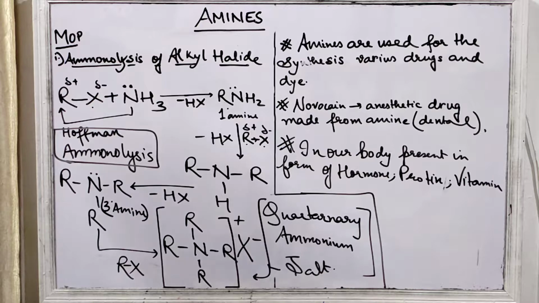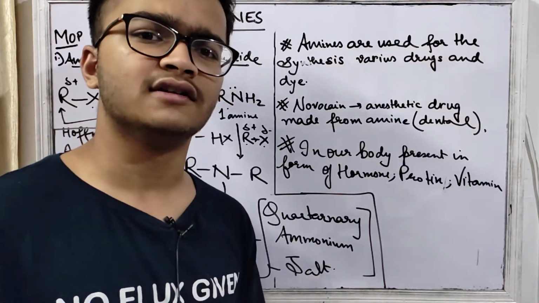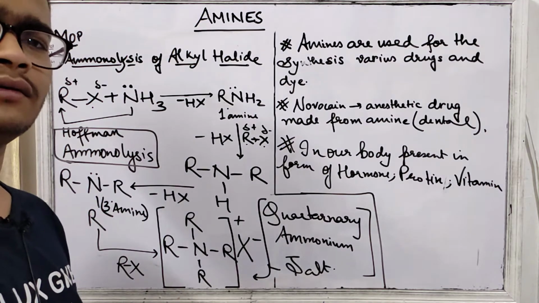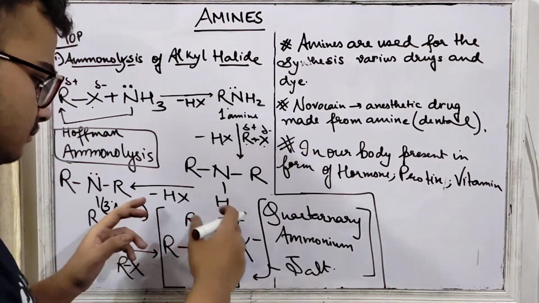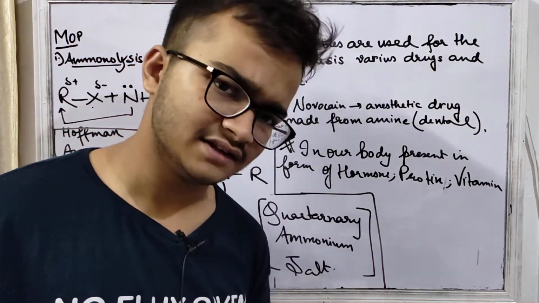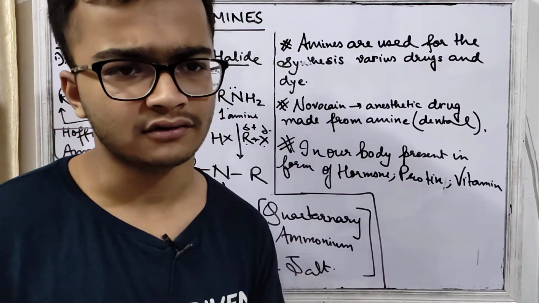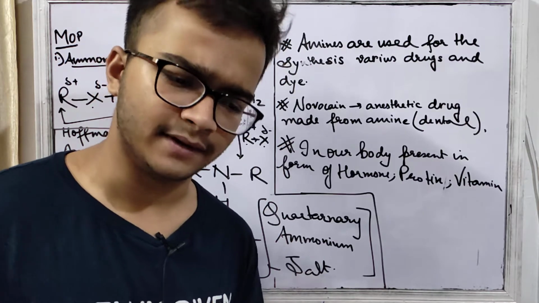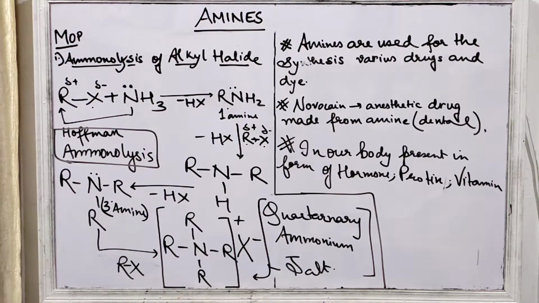Now if they ask you why the quaternary ammonium salt is being formed, then you can easily answer that since there is no hydrogen in the 3 degree amine, the entire thing being a positive charge and X being a negative charge together form a complex salt which is called the quaternary ammonium salt. So copy it up to this much. Next we will learn about the further processes of preparation of amines. Copied?